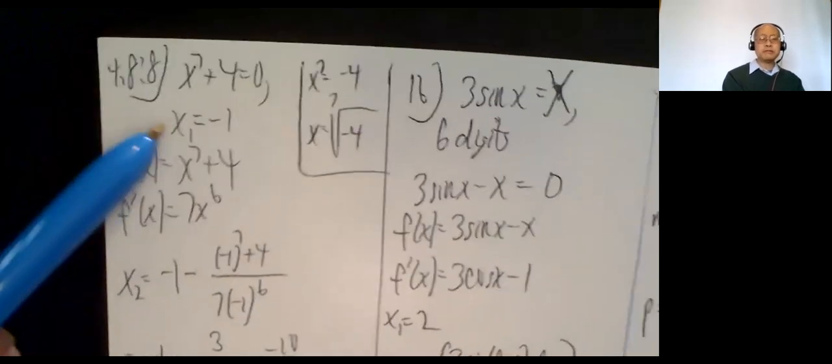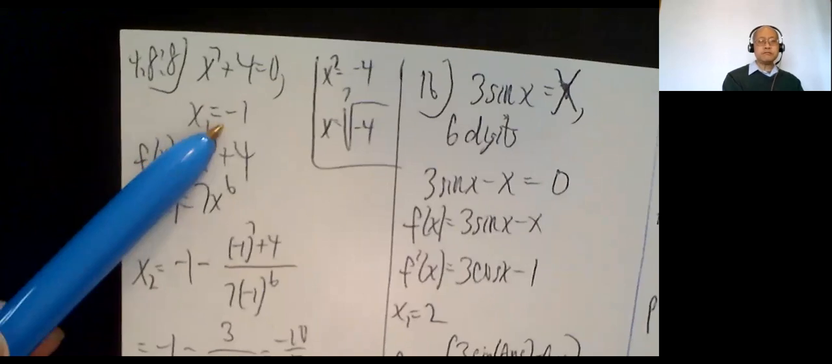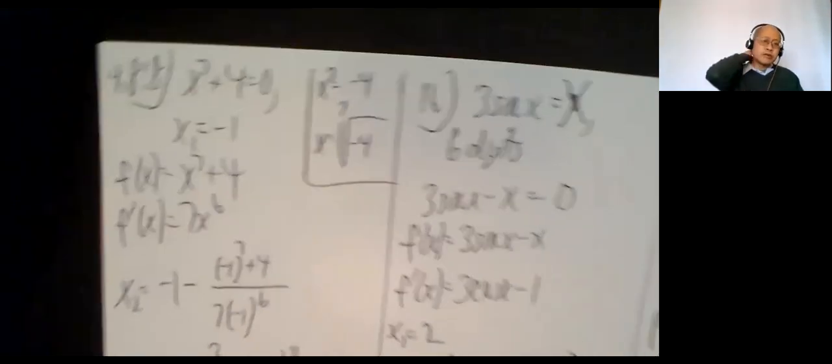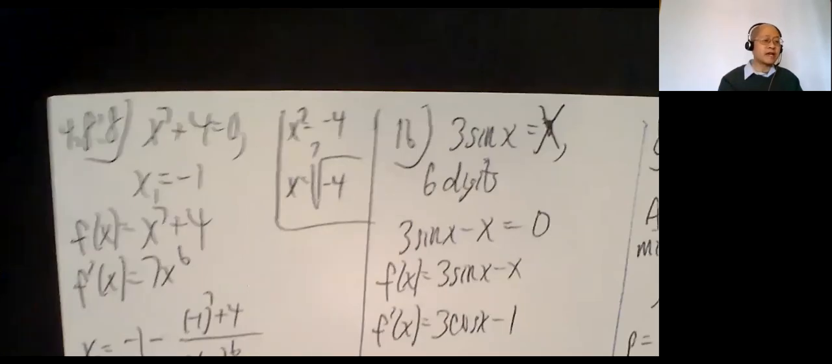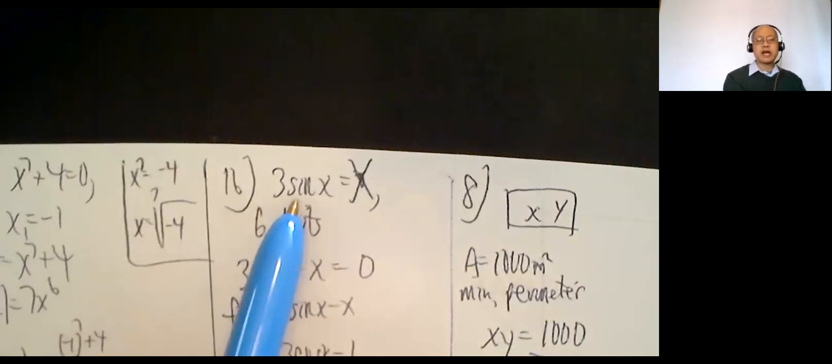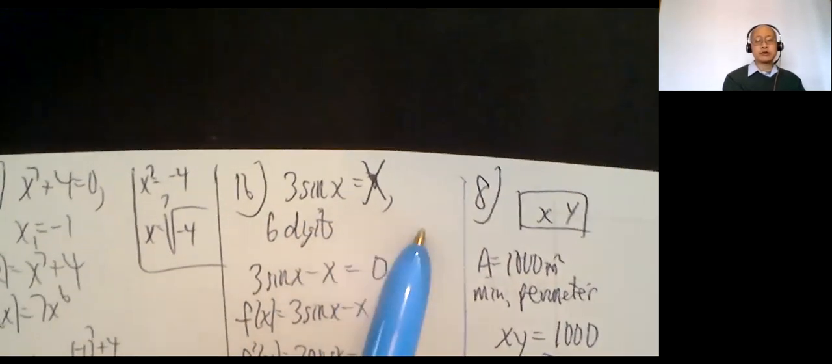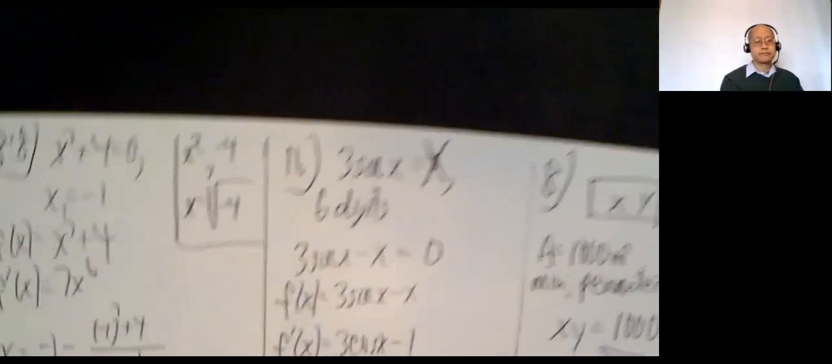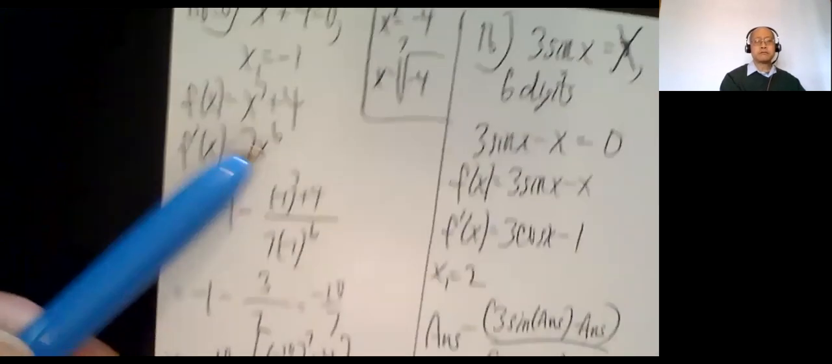So here we go, same thing. X1 is -1. So the function is just the original. Now, if the original is not set equal to 0, remember you have to make it equal to 0. Here's an example, I'll show you shortly for number 16: 3 sine x equals x. So you have to subtract the x, so 3 sine x minus x equals 0. All right, f prime is 7x to the 6th.